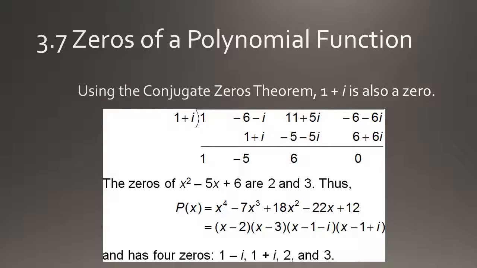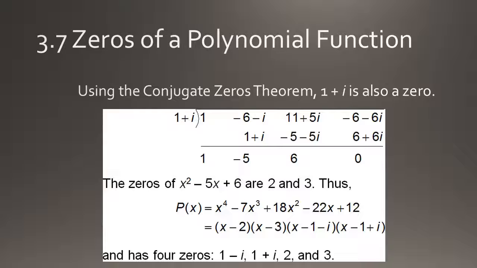What we're going to do is divide out 1 plus i, because according to the conjugate zeros theorem, if 1 minus i is a zero, then 1 plus i must be also. And here you see us dividing like we did before. This one's a little better because since we have the i's in place, when we do our multiplication and addition, we get these nice numbers at the bottom. We don't have any more i's left over. So we end up with a 1, a negative 5, and a 6.